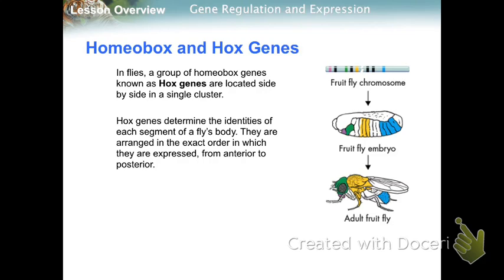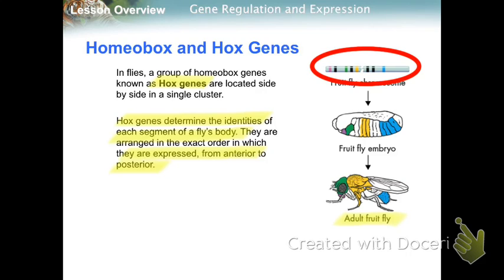In flies, a group of homeobox genes called Hox genes are located side by side in a single cluster on a fruit fly chromosome. Hox genes determine the identities of each segment of a fly's body. And interestingly enough, they're arranged in the exact order from head to tail on the chromosome as in the order on the actual fruit fly.